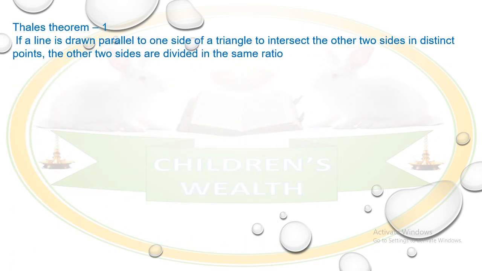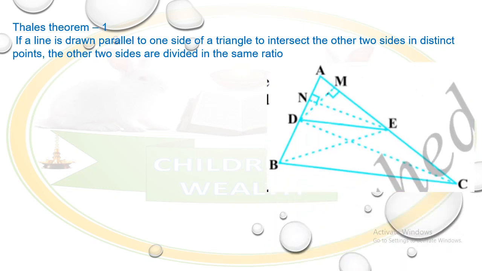Thales theorem. What does Thales theorem say? If a line is drawn parallel to one side of a triangle to intersect the other two sides in distinct points, the other two sides are divided in the same ratio. This is what the Thales theorem says. This we need to prove in the subsequent equations. First we will understand this theorem.